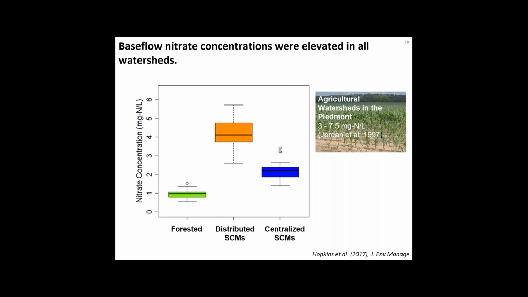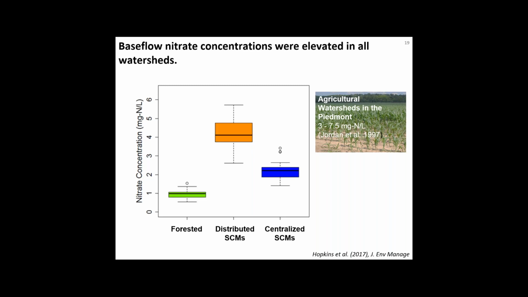And if we just look at base flow nitrate concentrations over that entire time period, we can see that nitrate concentrations are elevated in all watersheds, including the forested watersheds. So all of these watersheds typically had a concentration above 1 milligram per liter. And the concentration of nitrate was highest in the distributed watershed compared to the centralized watershed, and similar to concentrations of agricultural watersheds in the Piedmont, which can range between 3 and 8 milligrams per liter.